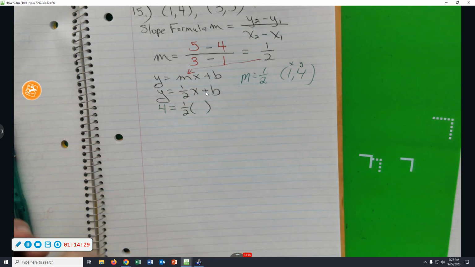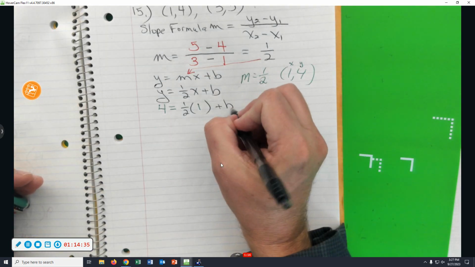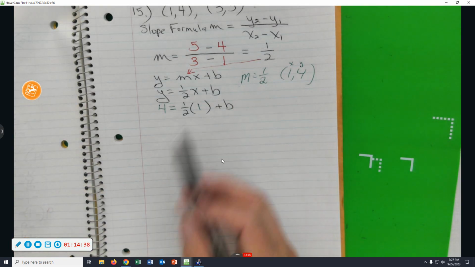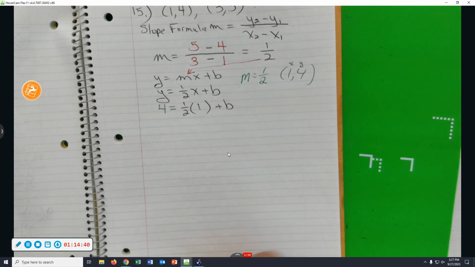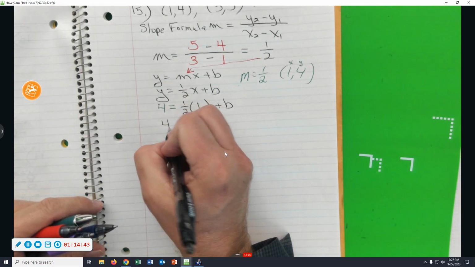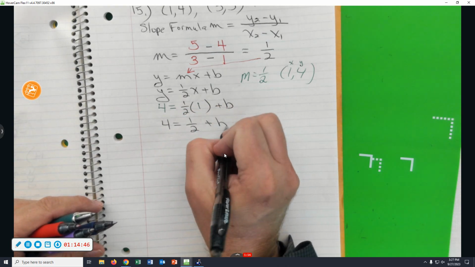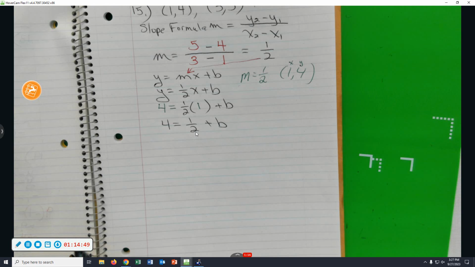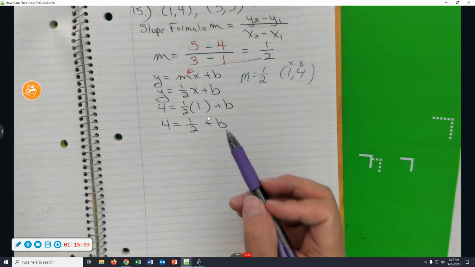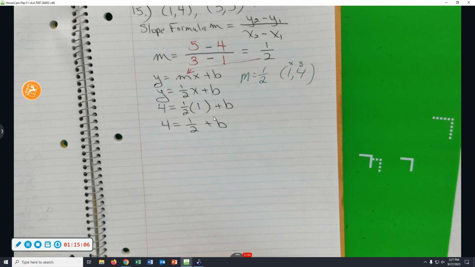For x, I'm going to plug in a 1, plus b. 1/2 times 1 is 1/2. So we have 4 equals 1/2 plus b. If you just want to subtract the 1/2 and do 8 halves minus 1/2, you get 7 halves. But past experience has shown me that students get that b correct most frequently when they multiply to eliminate the fraction, so they don't have to add or subtract fractions.